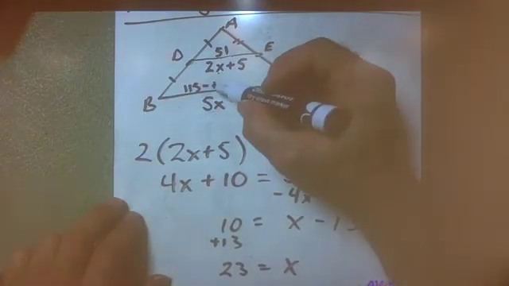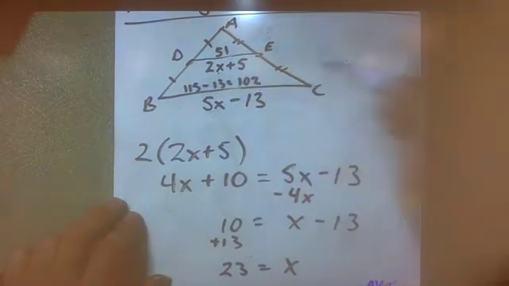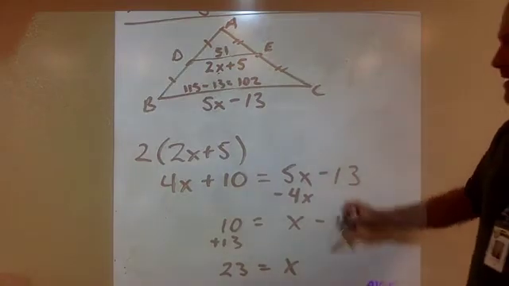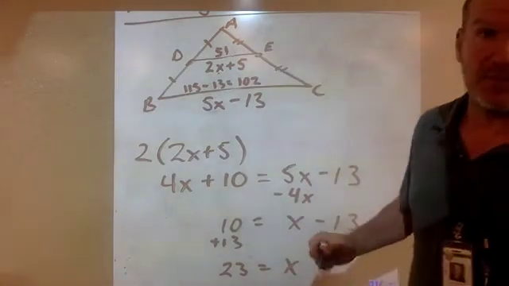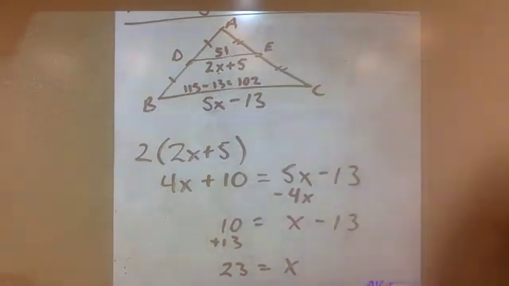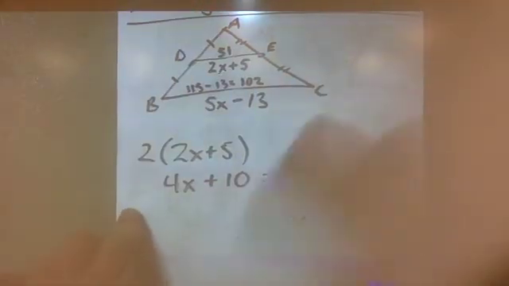Minus 13 is equal to 102. And lo and behold, we did it right. 102 is twice as much as 51. And that's what we need. All right, so that example right there is how you do mid-segment theorem problems.